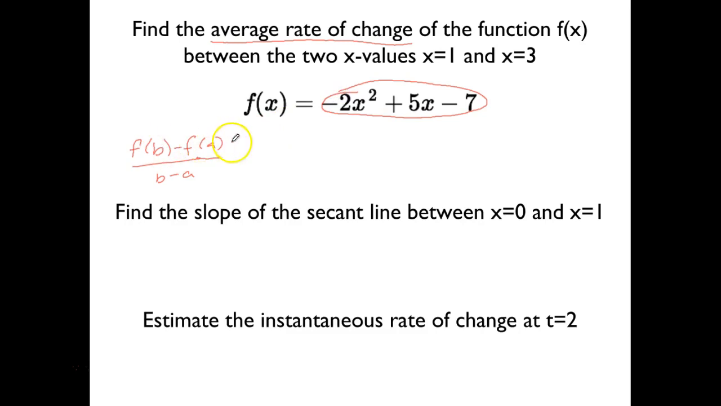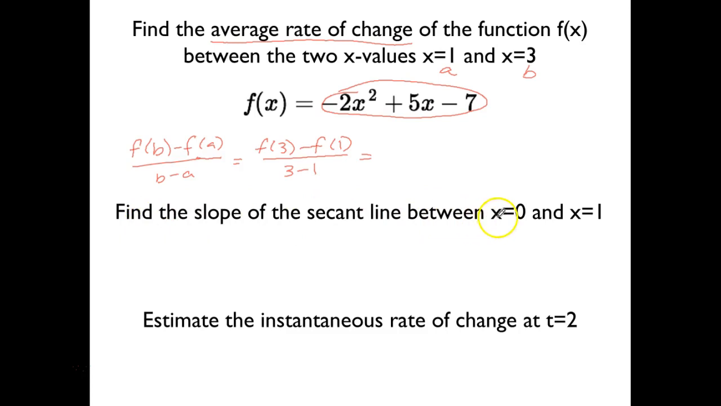And what is b and a? Well, here's b, the larger x value. Here's a, the smaller x value. So we're going to do f of 3 minus f of 1 all over 3 minus 1. You just type that into the calculator. Store this function, type this into the calculator, and get yourself an answer. That's going to be your average rate of change.